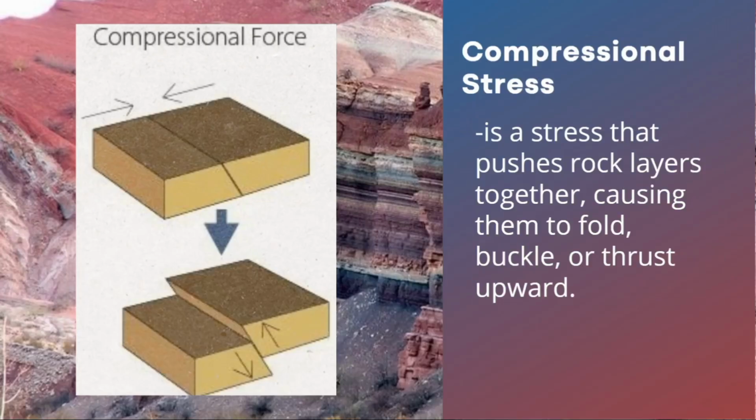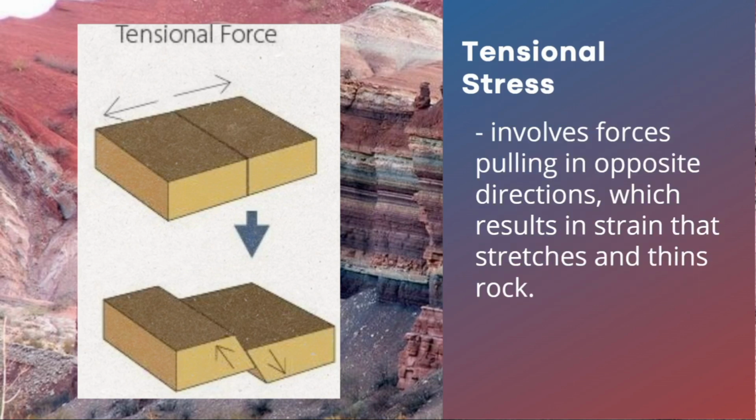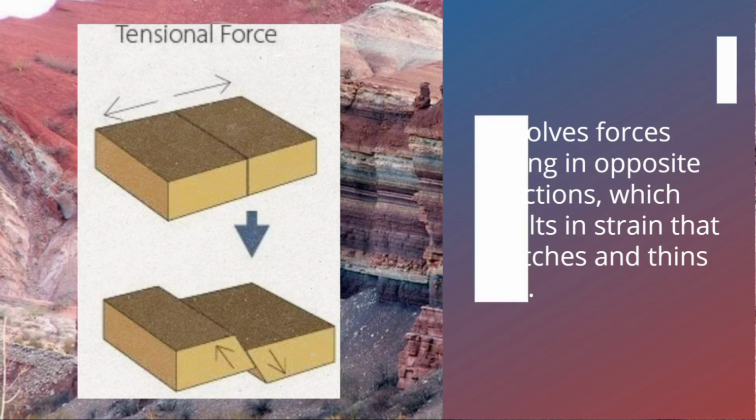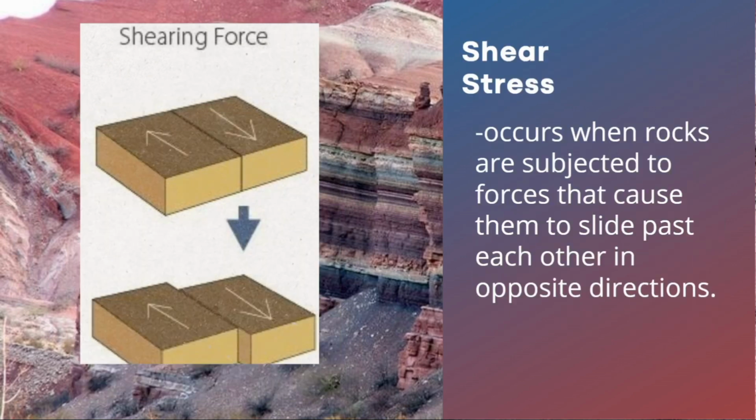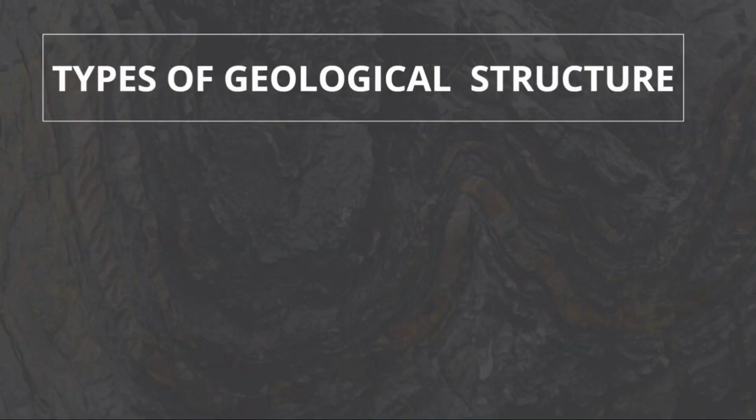First, the compressional stress is a stress that pushes rock layers together, causing them to fold, buckle, or thrust upward. Then, the tensional stress involves forces pulling in opposite directions, which results in strain that stretches and thins rock. Lastly, the shear stress occurs when rocks are subjected to forces that cause them to slide past each other in opposite directions.